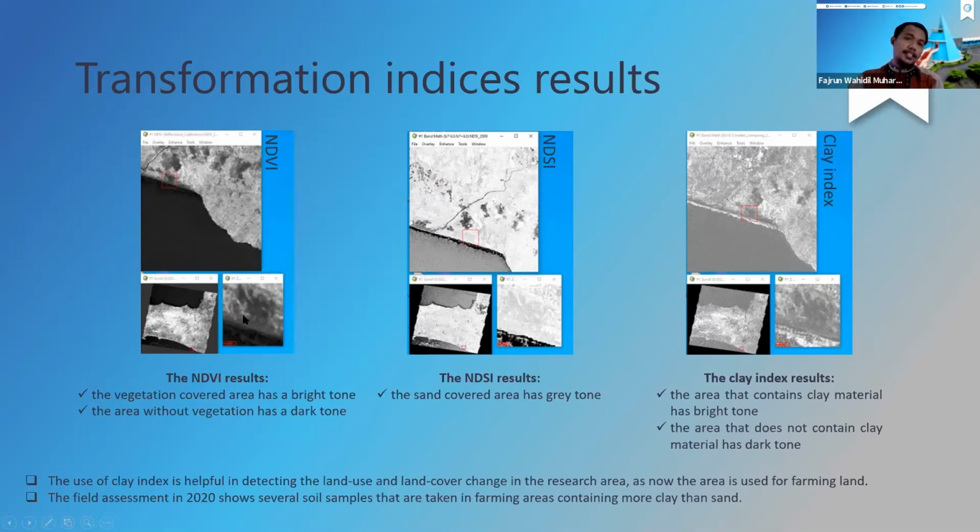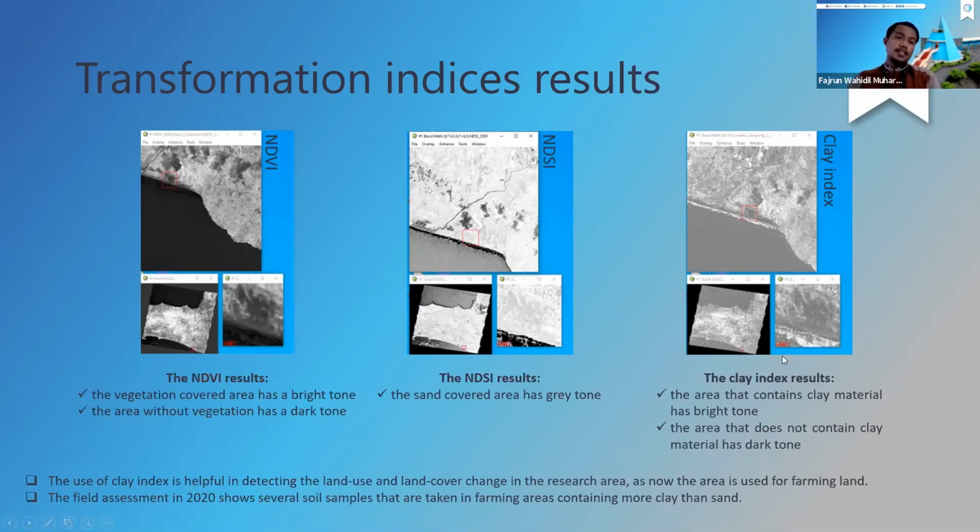It is indicated as vegetation. So the area without vegetation has a dark tone. How about the NDSI? The sand covered area has a gray tone, as shown in the middle imagery in the figures. And also the clay index: the area that contains clay material has a bright tone, and the area that doesn't contain clay material has a dark tone.